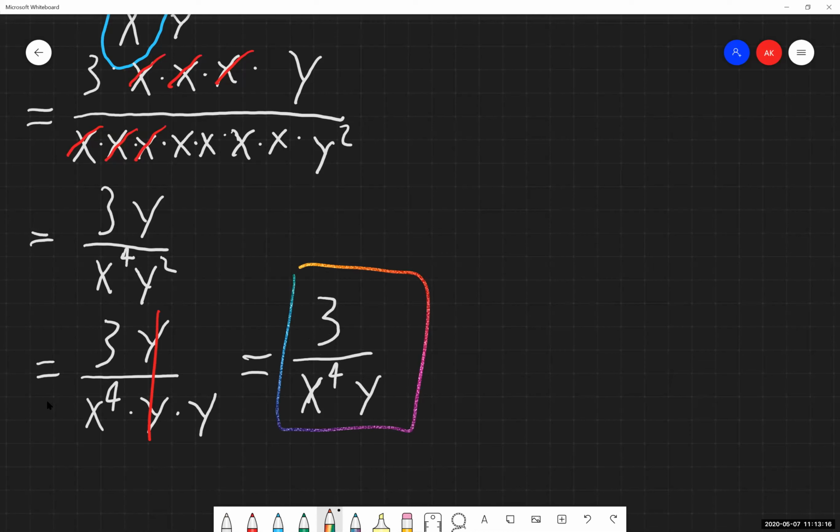And it would appear, based on what I have written in as the answer for this, it's written in incorrectly. So we should be getting 3 over x to the 4th y. The notes are a little bit off on that.